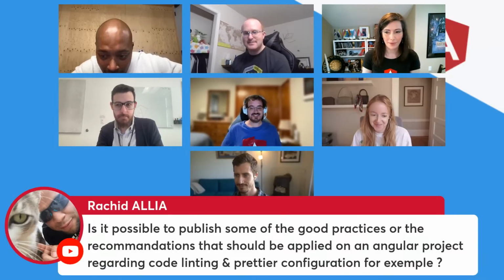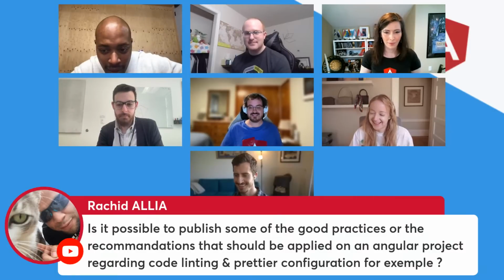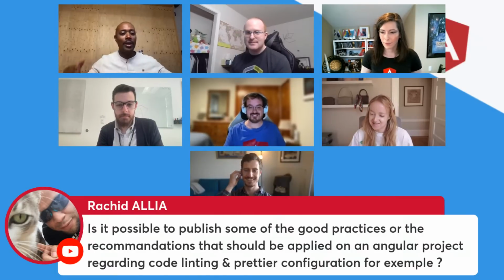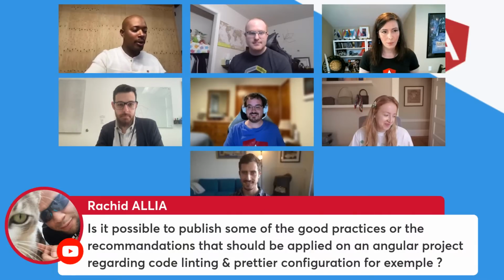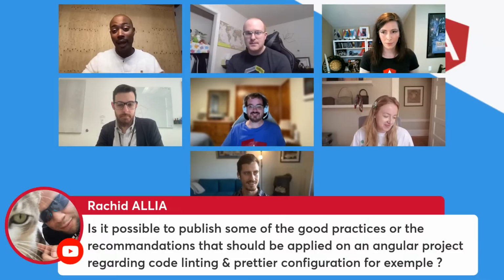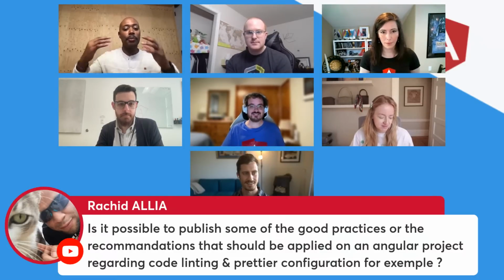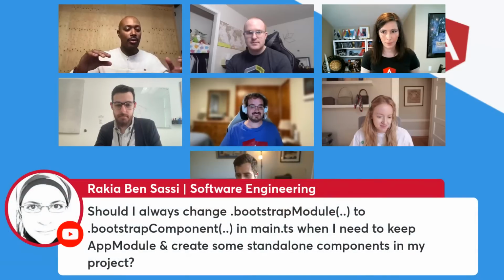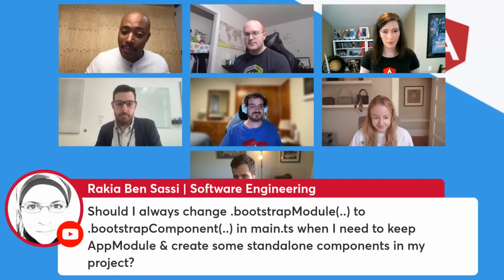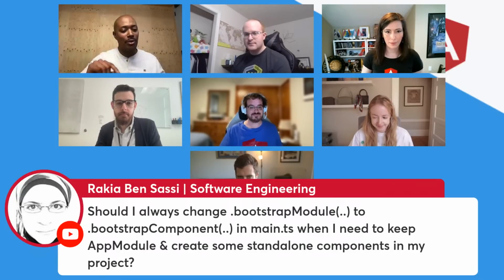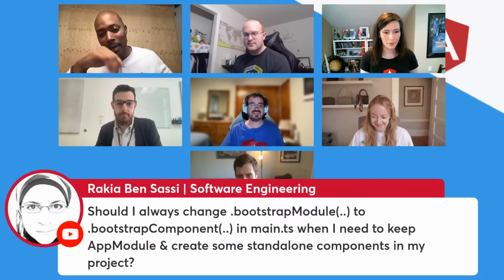Okay, I think we got one more question that will be great because a lot of people are probably thinking about this, because we've already stated that standalone components and standalone APIs are stable. So people have lots of questions about best practices around standalone components. Should I use bootstrap module? Should I still use bootstrap component? So should I always change the bootstrap module to bootstrap component in main.ts when I need to keep app module and still create some components in my project?